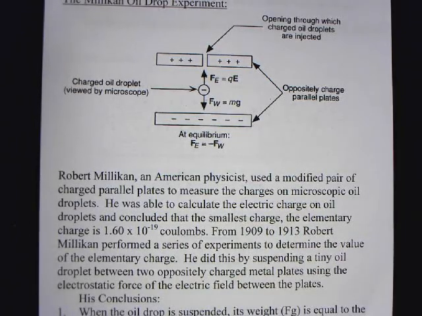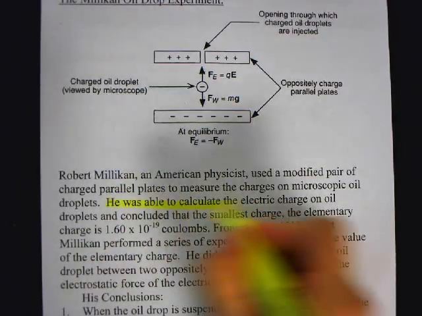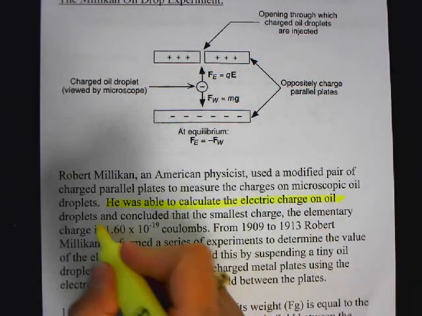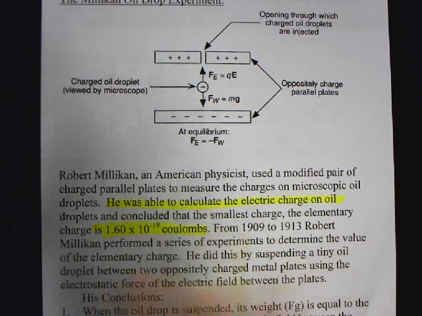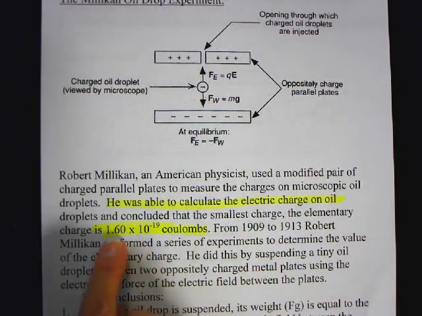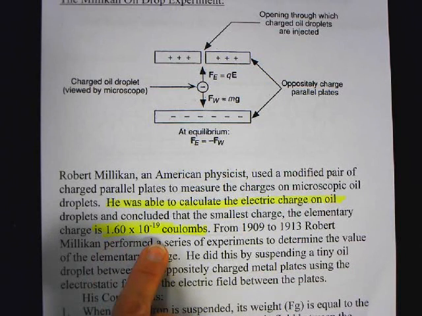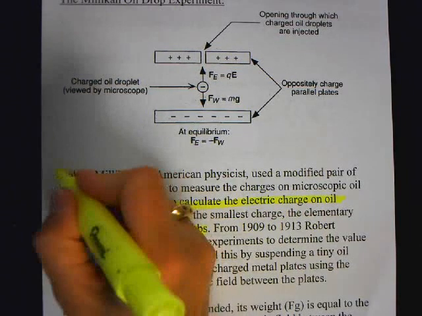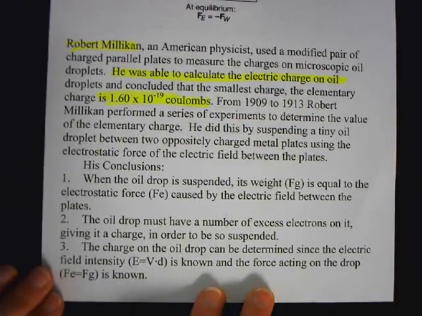I'm sure you learned about him in chemistry, without a doubt. What he did was he was able to calculate the electric charge. He found out that the smallest elementary charge is 1.6 times 10 to the negative 19 coulombs. So when we say the charge on an electron is negative 1.6 times 10 to the negative 19 coulombs, and the charge on a proton is positive 1.6 times 10 to the negative 19 coulombs, this is the man who was able to find this out. So this is an extremely important experiment.